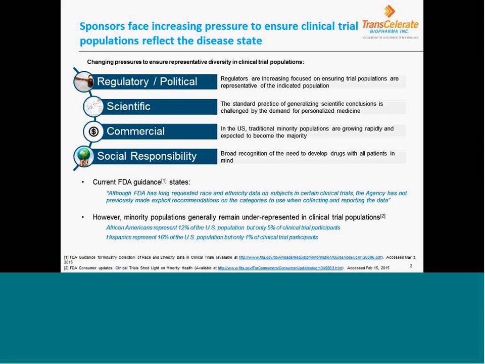Some scientific advances have yielded a greater complexity of products. Molecular diagnostics and device combinations for targeted therapies and genomics are more common. From a commercial perspective, the population in the U.S. is changing. By 2020, 40% of those under the age of 18 will be non-Caucasian.